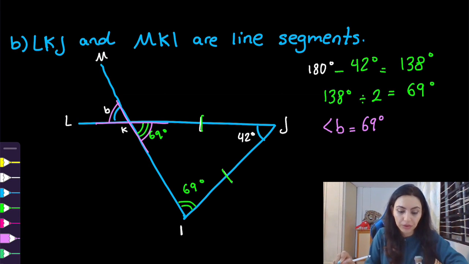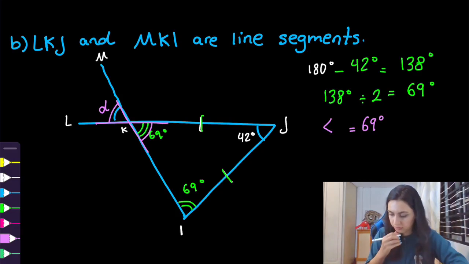It looked complicated, but it wasn't very hard. It wasn't difficult. Is that what they were asking? Yeah, they were asking for, oh, except in the book, this one is angle D, not B. That's fine. I'm just going to change it here for you to avoid any confusion. So angle D is 69 degrees.